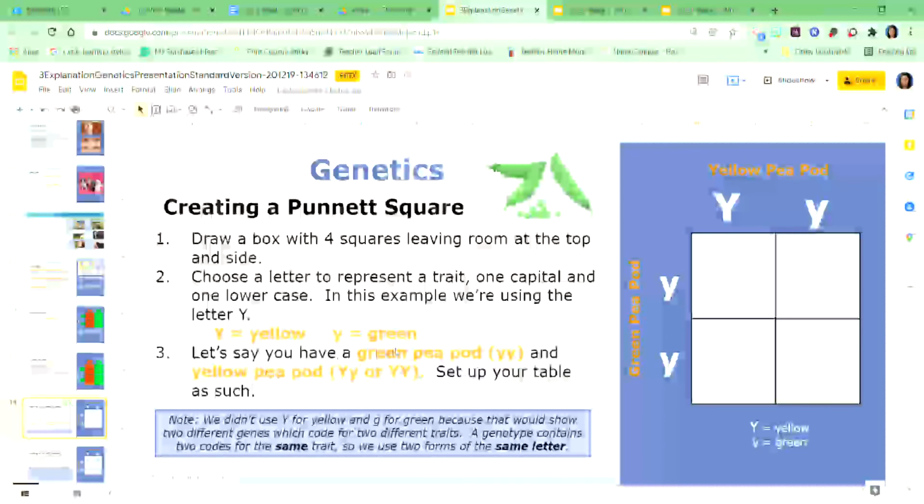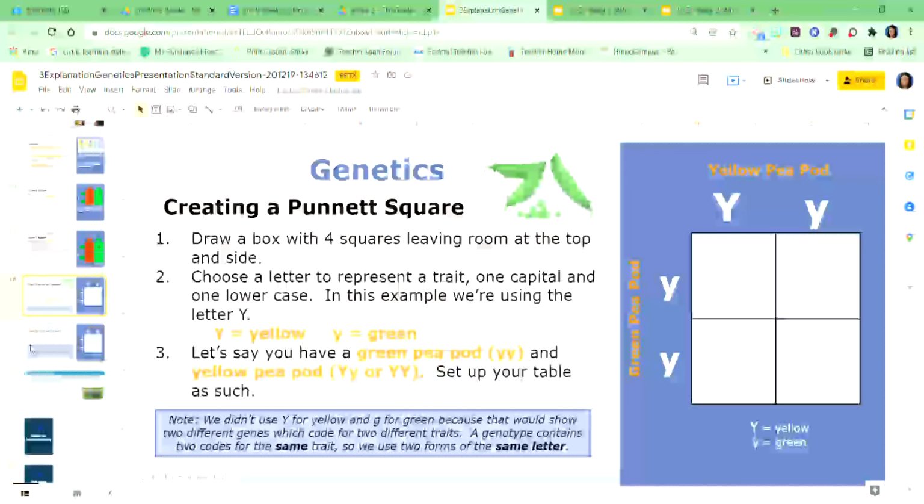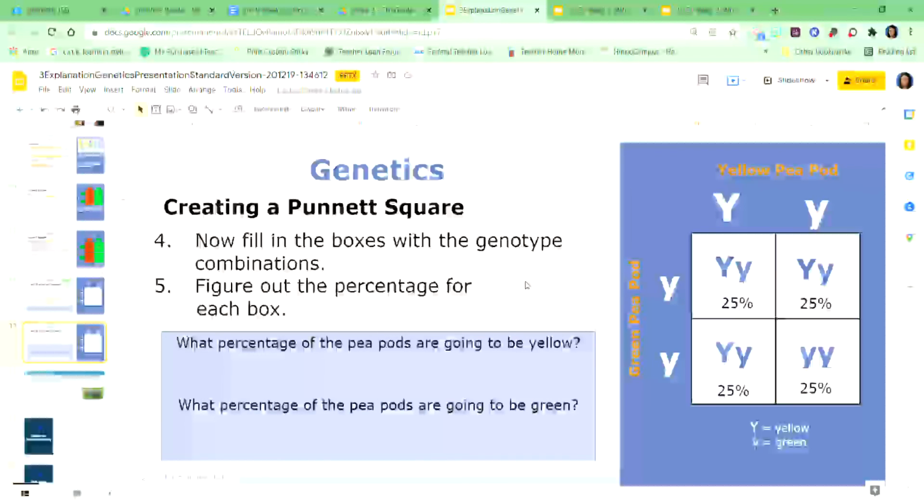Now let's say you have a green pod, which is 2 lowercase y's because the recessive gene is the green color, and a yellow pea pod that is either capital Y, lowercase y, or both capital Y's because that is dominant. So you're going to set up your table. So the green pea pod, you have lowercase y and lowercase y. And then the yellow pea pod, we're going to use a capital Y and a lowercase y because it's heterozygous, which means it has 1 of each. All right? Then you simply fill the boxes with the genotype combinations and figure out the percentage for each box.